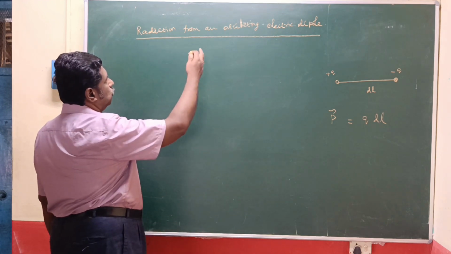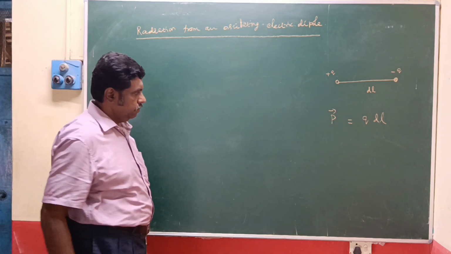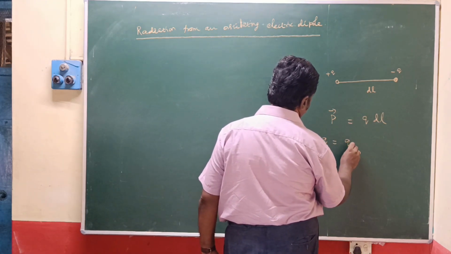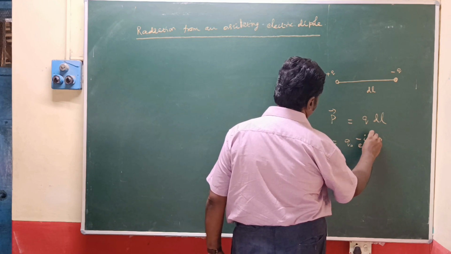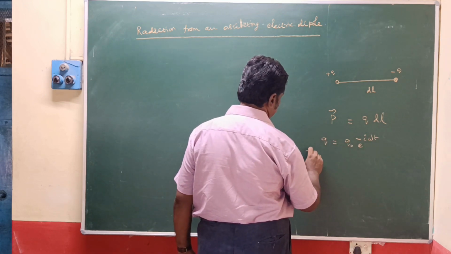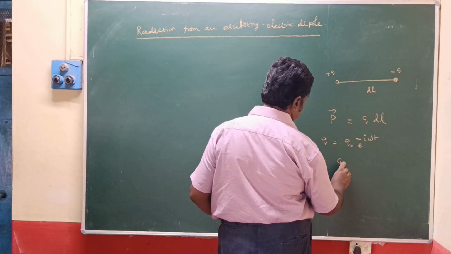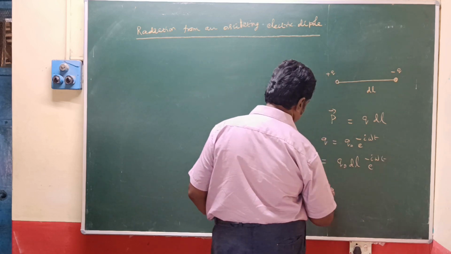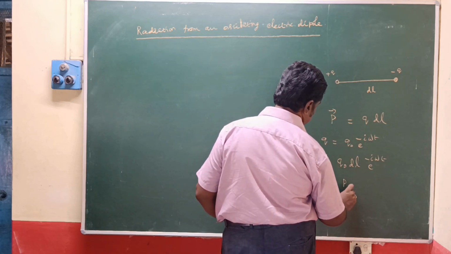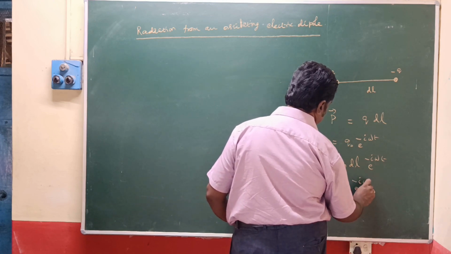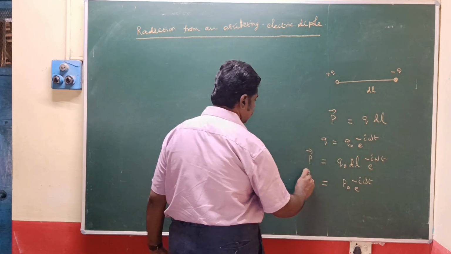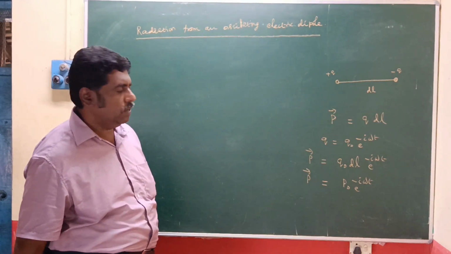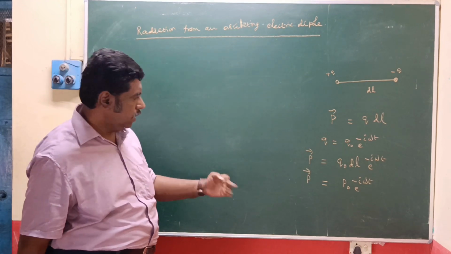You should know the meaning of the term oscillating electric dipole. If the charge is sinusoidal, Q equal to Q0 e^(-iωt), then dipole moment P equal to Q0 dl e^(-iωt), which is equal to P0 e^(-iωt). A dipole whose dipole moment varies sinusoidally is called an oscillating dipole.